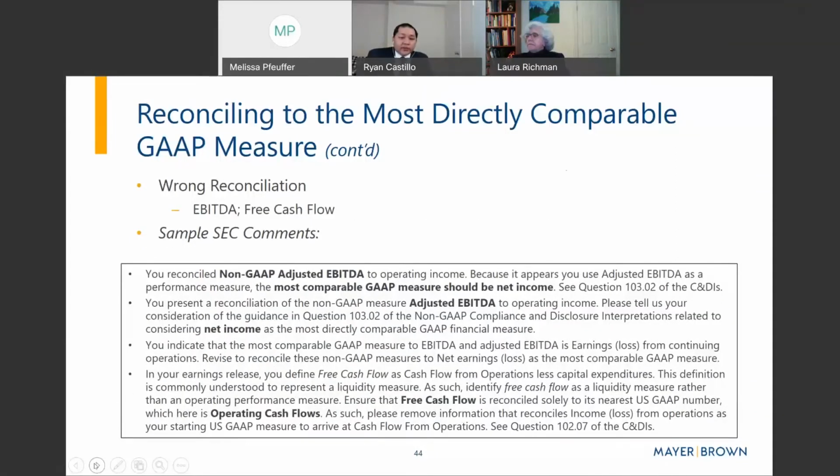In other cases, filers were reconciling non-GAAP to the wrong GAAP measure. And here, 2 of the most cited non-GAAP measures are EBITDA and free cash flow. On EBITDA, CorpFin reminds us that if EBITDA is used as a performance measure, it should be reconciled to net income, not operating income. So that's what the first and the third bullets here say. On free cash flow, CorpFin reminds us that free cash flow is typically calculated as cash flows from operations less capital expenditures. The staff presumes that free cash flow is a liquidity measure, and so it should be reconciled to operating cash flow.